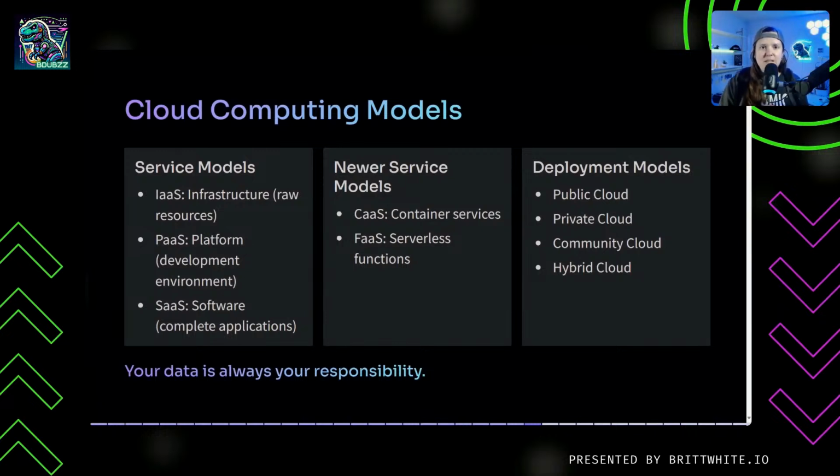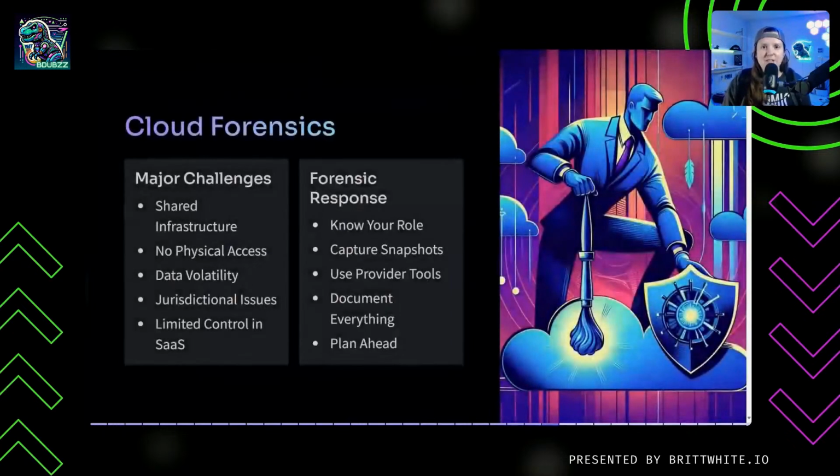Now, what happens when things go wrong in the cloud? Let's talk forensics. Let's switch gears and see what happens when the cloud gets hit. That's where cloud forensics comes in. Think of it like CSI for cyberspace, collecting evidence after an incident. But in the cloud, it's a whole different beast compared to grabbing a physical server. So let's unpack why it's tough and how we handle it.